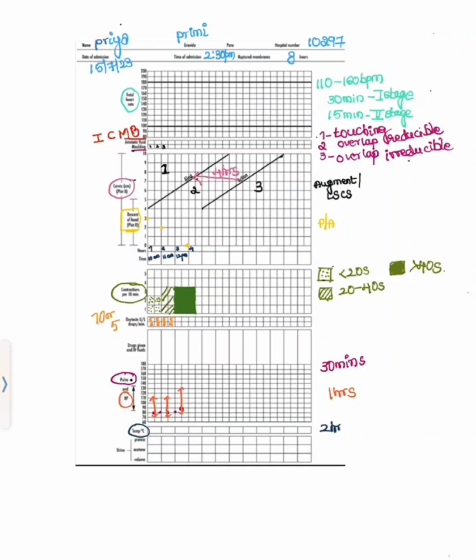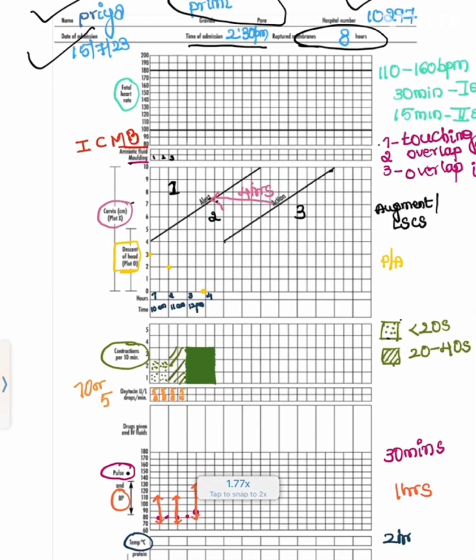Partogram first consists of the personal details of the patient such as name of the patient, OP score of the patient, hospital number, date of admission of the patient, time of admission of the patient, and hours since rupture of the membrane. Then comes the FHS.